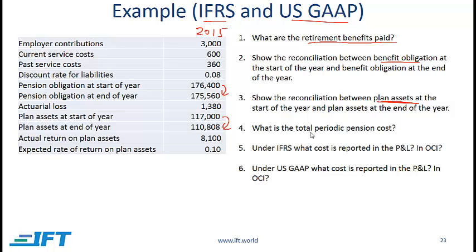Then you are required to calculate the total periodic pension cost. Question 5 asks you to show the allocation of this total cost between P&L and OCI under IFRS, and then what is the allocation between P&L and OCI under US GAAP. With US GAAP, make the assumption that if any cost can be allocated to either P&L or OCI, then it is being allocated to OCI, and let us ignore any amortization of expenses from OCI into P&L. So try this before you move on.